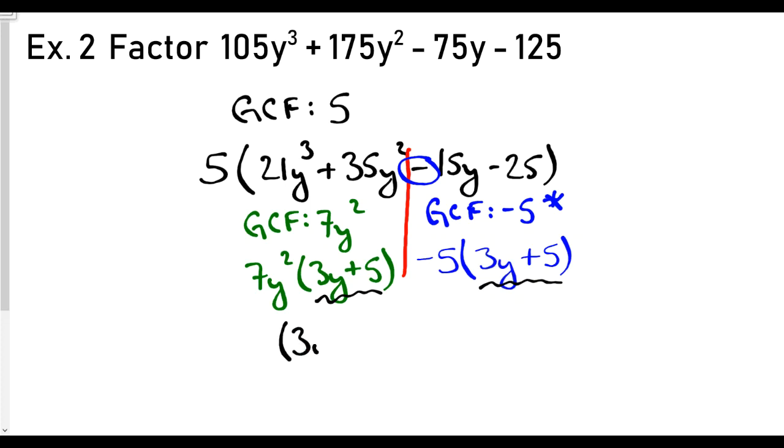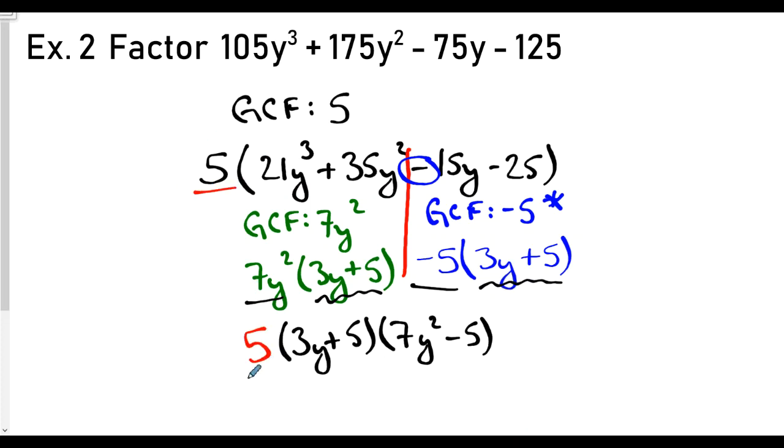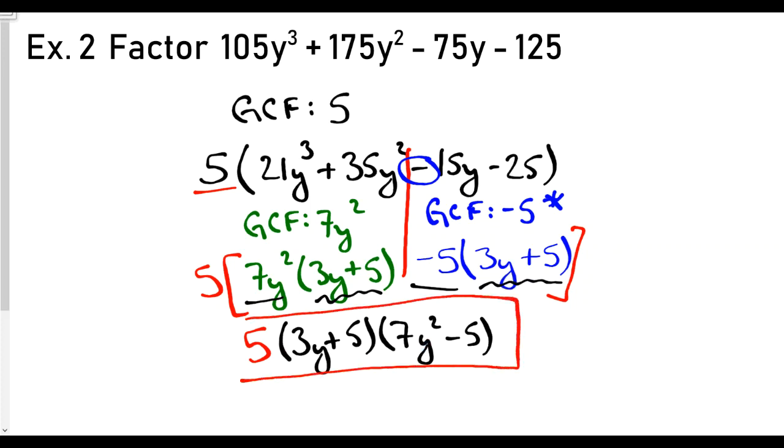So guess what that must be? Some sort of common factor. So I have 3y plus 5. What are the other bits and pieces that I have left over? I have a 7y squared minus 5. And then very importantly, I also need to remember that I factored out a 5. So guess what I also need to include as another factor? That 5, because technically speaking, it's 5 times all of this stuff. So this represents the complete factorization of 105y cubed plus 175y squared minus 75y minus 125.